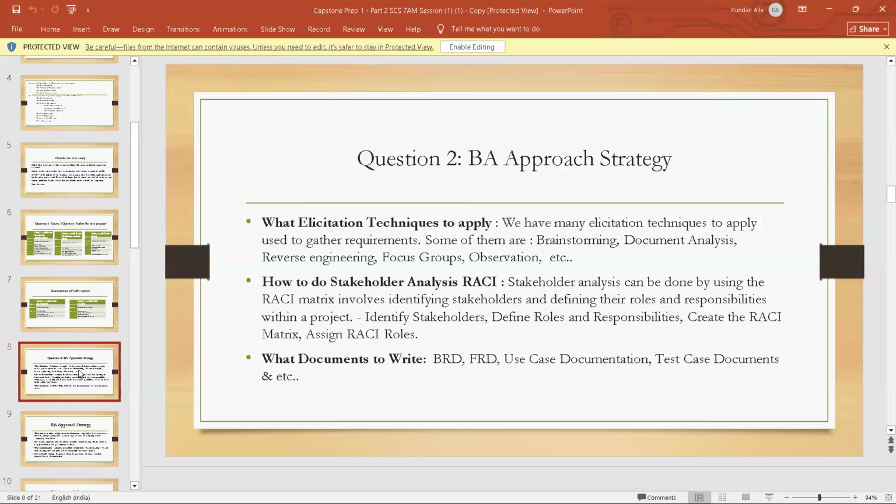The very first thing that you need to do is find out what elicitation techniques you need to apply in order to gather the requirements. We have some 11 elicitation techniques, but not all 11 will be used every time. Based on the client's requirement or the time, we will be finalizing some.